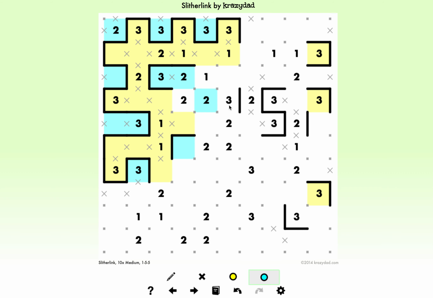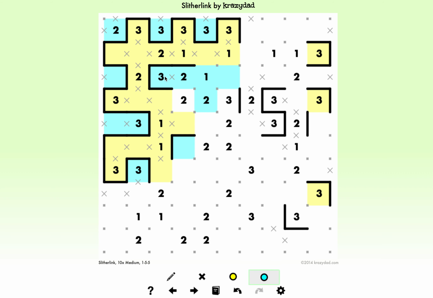Now, here's the thing with ones. Once you get more than one of the same color next to a 1, it means it's automatically going to be that color, right? Because it's got 3 of one color and 1 of the other. So if it's got 2 of one color, that's your solution. So I'm going to go 1, 2, 3 in a T shape, and that's my solution for that.